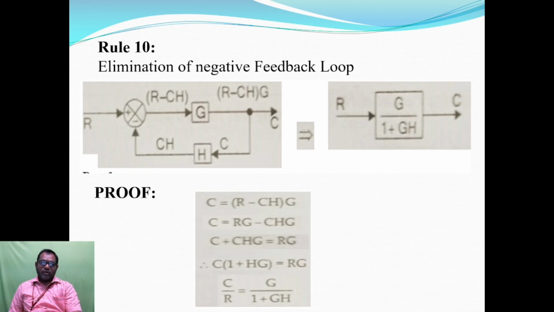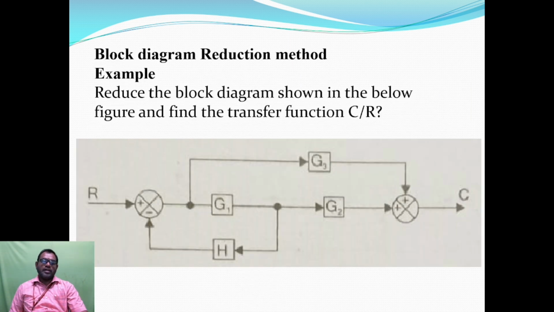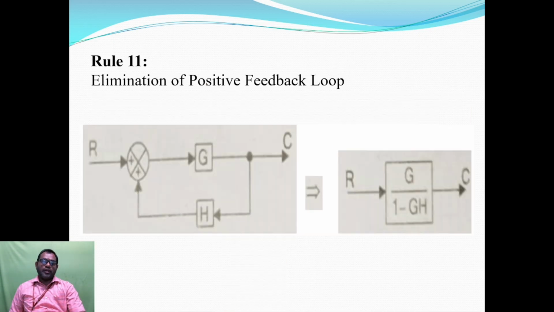Then instead of 1 plus for negative feedback, here for positive feedback we are using 1 minus GH is equal to RG, and the total output C by R, which is total output divided by input, is equal to G divided by 1 minus GH for elimination of positive feedback. So this is the concept of positive feedback elimination and negative feedback elimination. So these are the rules which are used for the block diagram reduction method.